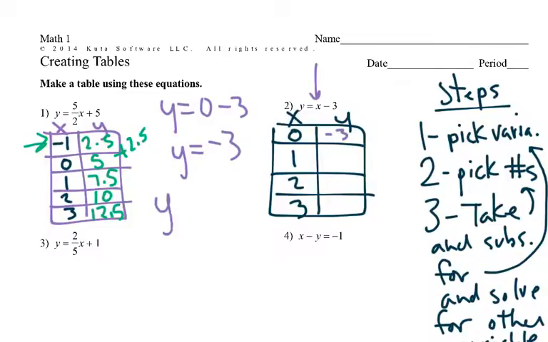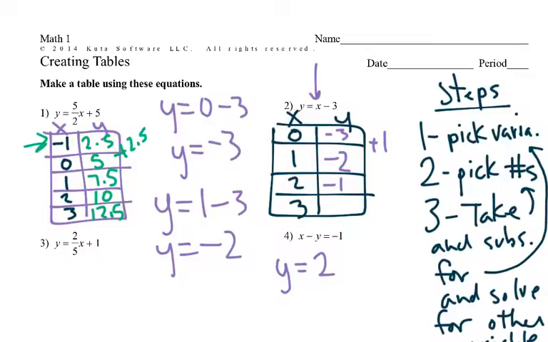Then I do it for the 1. y equals 1 minus 3. 1 minus 3 is negative 2. So y equals negative 2. My pattern looks like I'm adding 1, doesn't it? Let's test it. If I'm adding 1, this should be negative 1. If we plug 2 in for x, 2 minus 3, is that negative 1? It is, so that's my pattern. So I know 3 would equal 0.